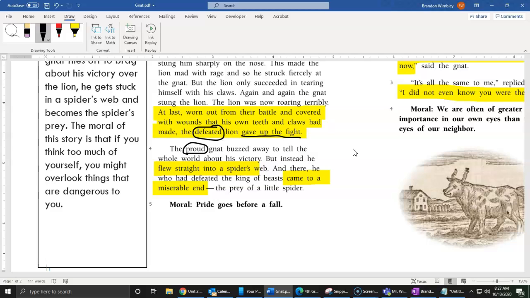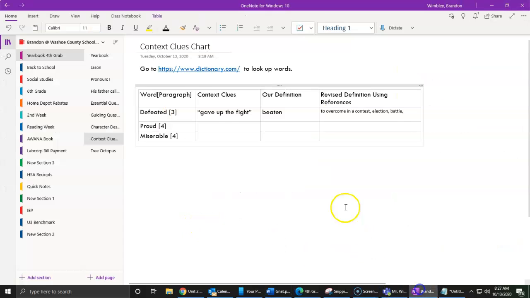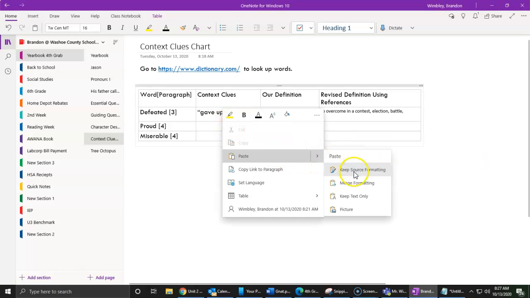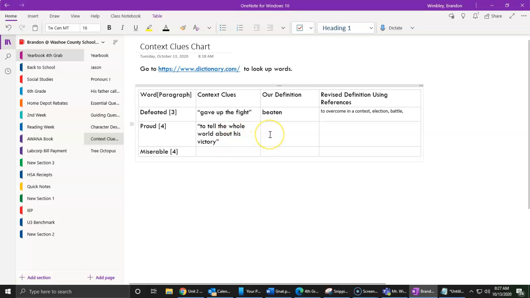So, what do we have that kind of tells us what proud means? Well, it says that he went to tell the whole world about his victory. So, it sounds like he's kind of bragging. So, I'm going to put that for my definition that I think it means. So, my context clues, what's telling me what proud means? Is that he went to tell the whole world of his victory, and our definition is that it means to brag, pleased about winning, to be boastful.